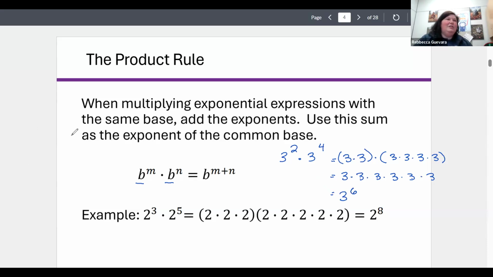So I could have just added those exponents. Same thing here. If I have 2 to the 3rd and 2 to the 5th, then I have 3 2s and 5 2s. Altogether, that's going to give me 8 2s that are being multiplied together. Keep in mind that if you're multiplying two numbers of the same base, you can add the exponents. We're going to have something that looks similar to this that I find students get confused with, but this is multiplying two exponents with the same base.